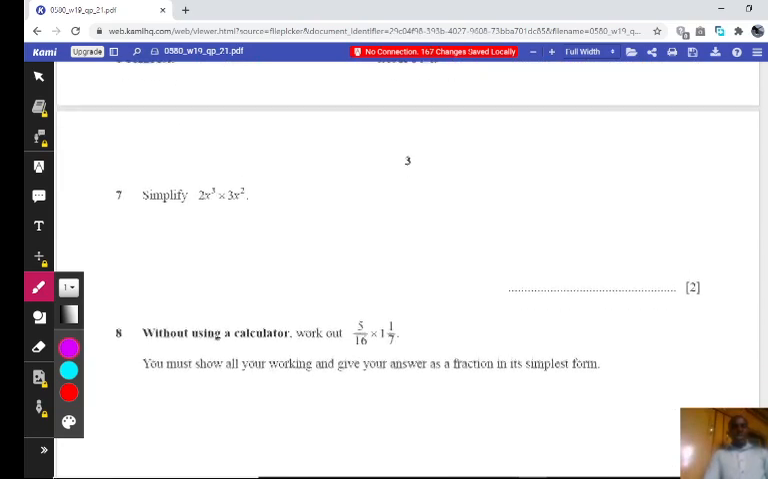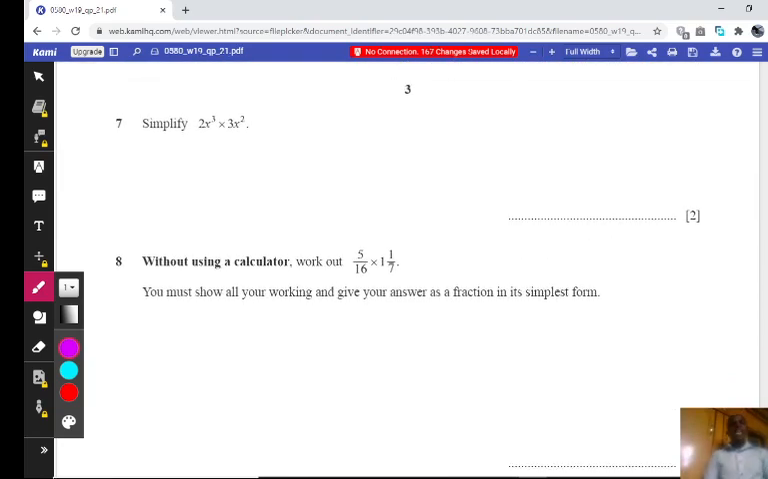Right, next question. Question number 7. It's saying simplify that one. These are laws of indices that you have to apply, right? So you multiply the numbers without powers separately. 2 times 3 is 6. Then x to the power 3 times x to the power 2.